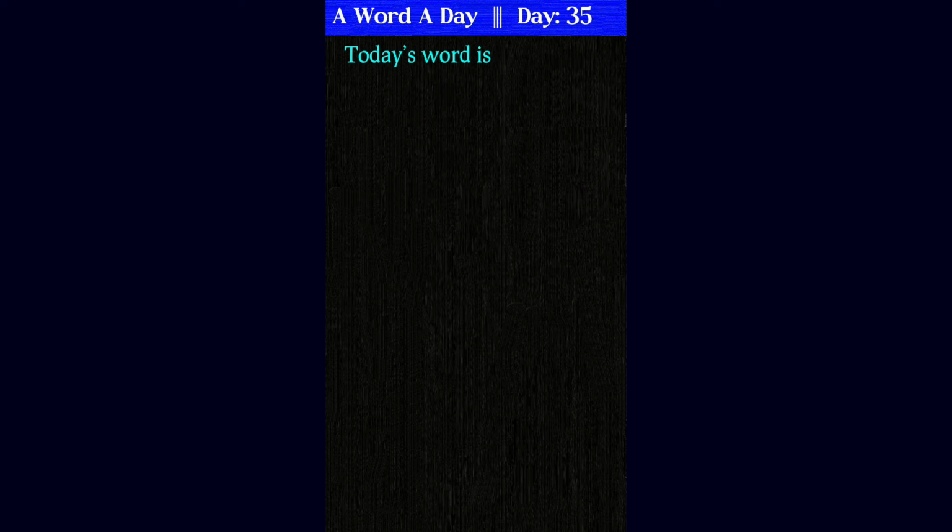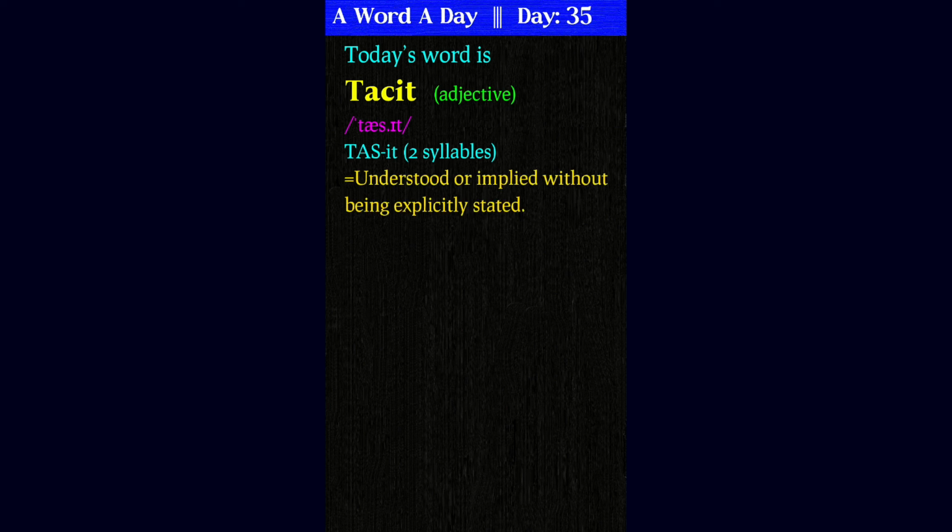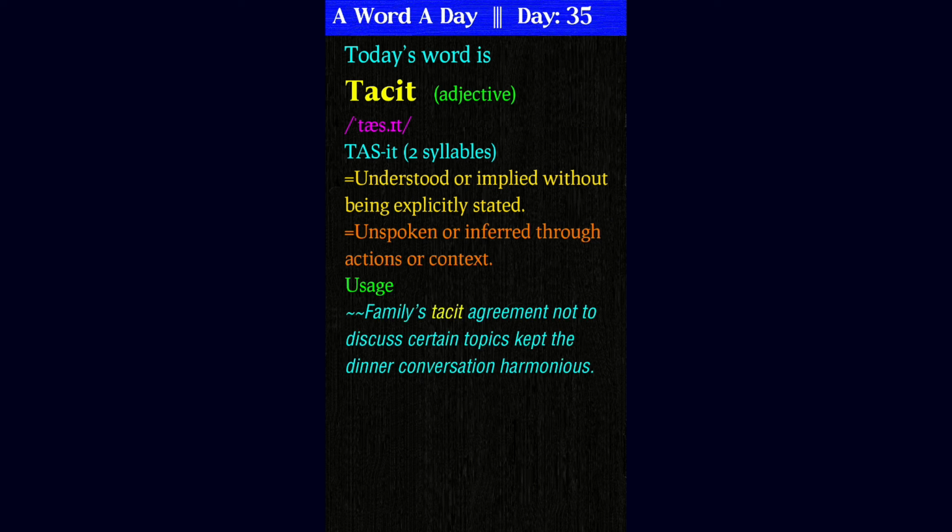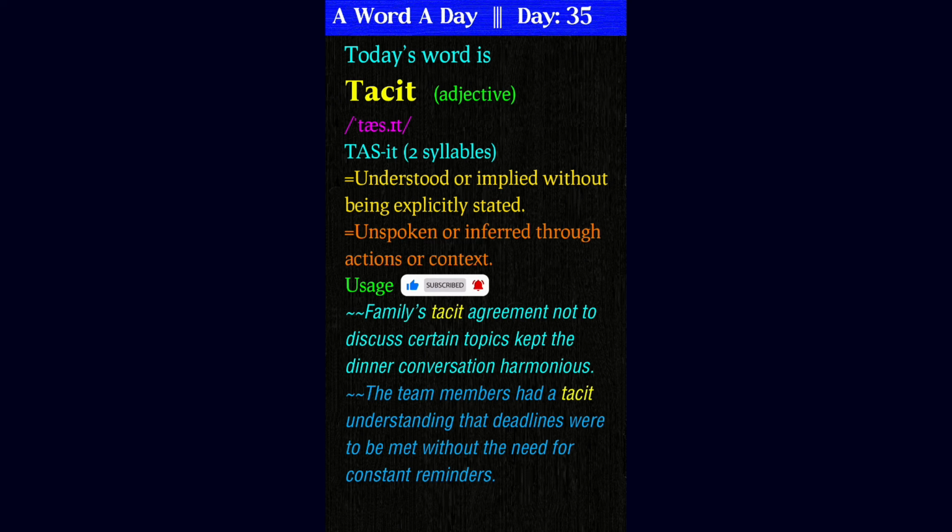Day 35. Today's word is tacit. Tacit. 2 syllables. Tacit is an adjective. Tacit means understood or implied without being explicitly stated, or unspoken or inferred through actions or context. Usage. The family's tacit agreement not to discuss certain topics kept the dinner conversation harmonious. The team members had a tacit understanding that deadlines were to be met without the need for constant reminders.